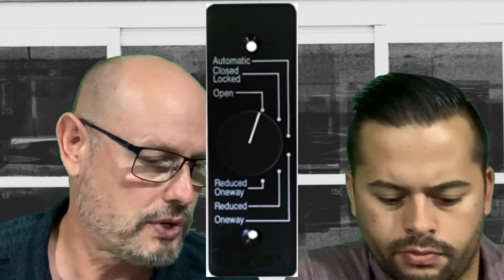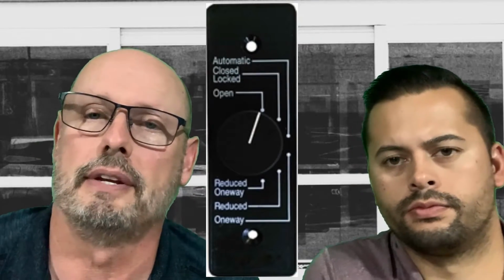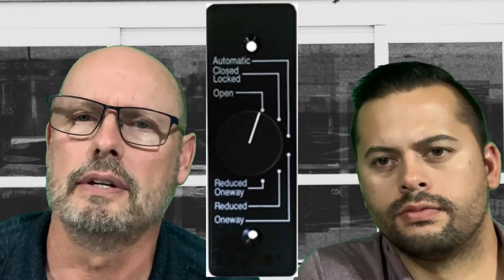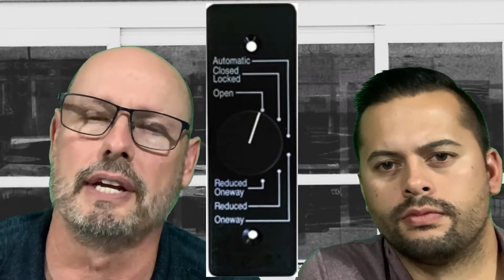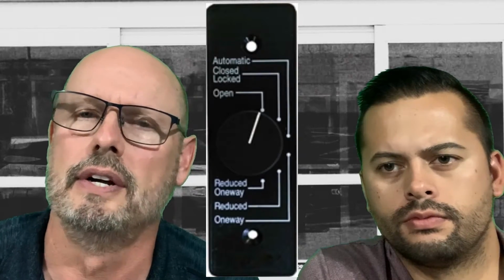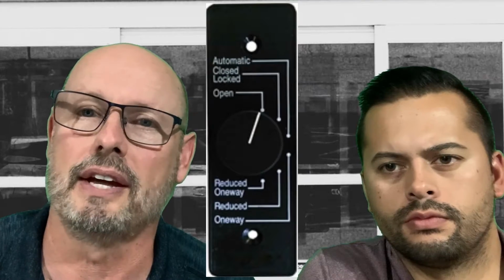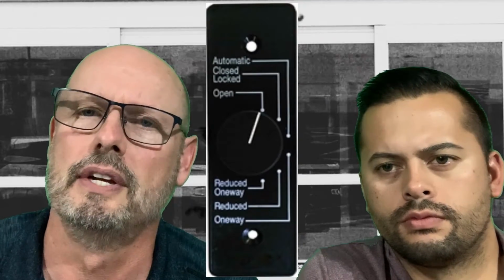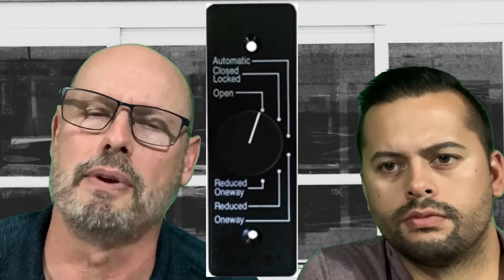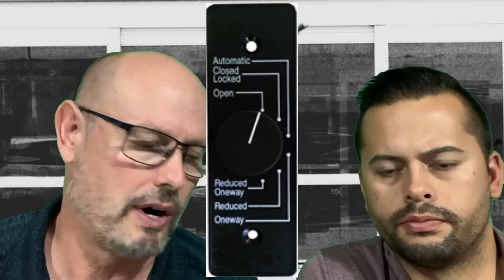The next position is just reduced opening, and that's for 2-way traffic, but it only allows the door to open partially. Again, if this were like a grocery store or a Home Depot or someplace like that, you may not want to use that. It wouldn't be recommended because they more than likely will be slamming the door because it doesn't open fully. But that's what that position is used for.